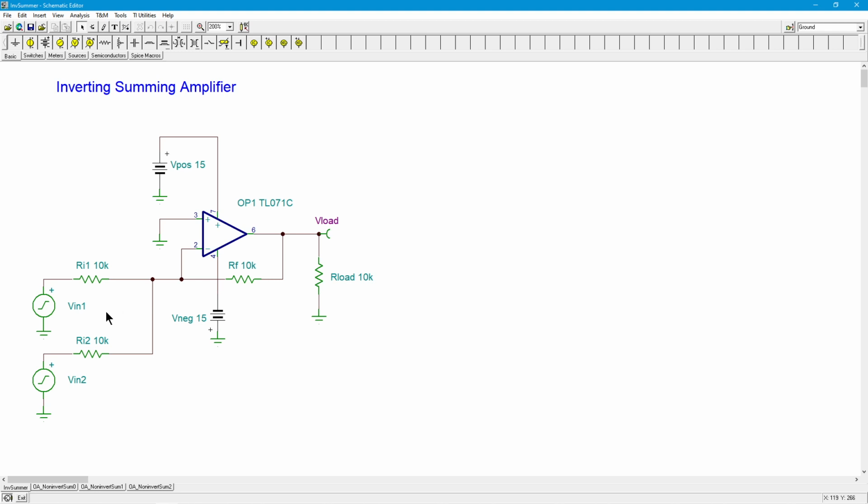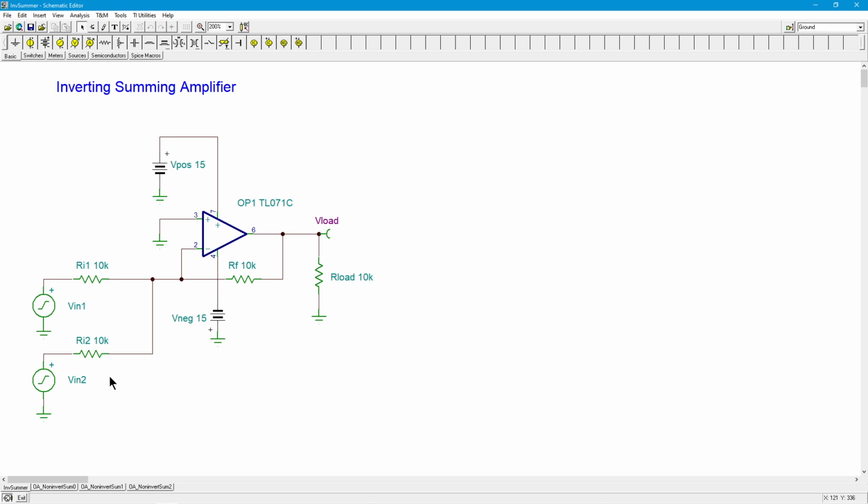There are issues when we look at a large number of inputs. I'm only drawing two inputs here, but you could certainly imagine cases, an audio mixer, for example, where you would have 16, 24, or more inputs. And one of the issues we have is the input impedance is set by this RI value for each channel, but all of those values in parallel help determine the noise gain of the amplifier.